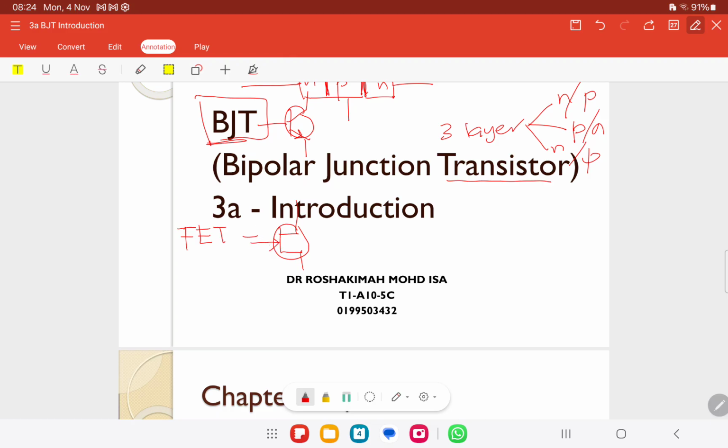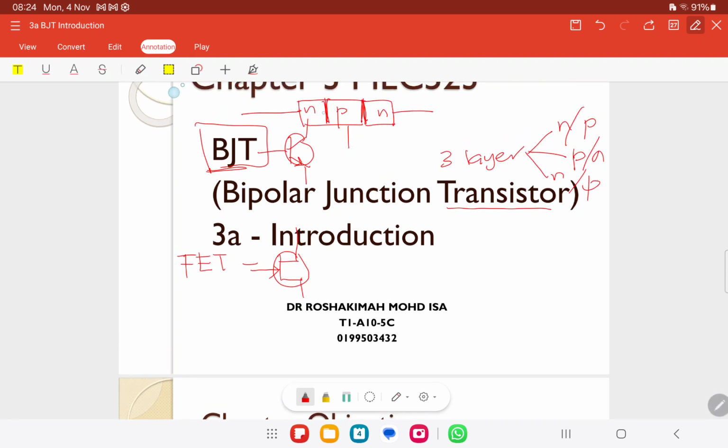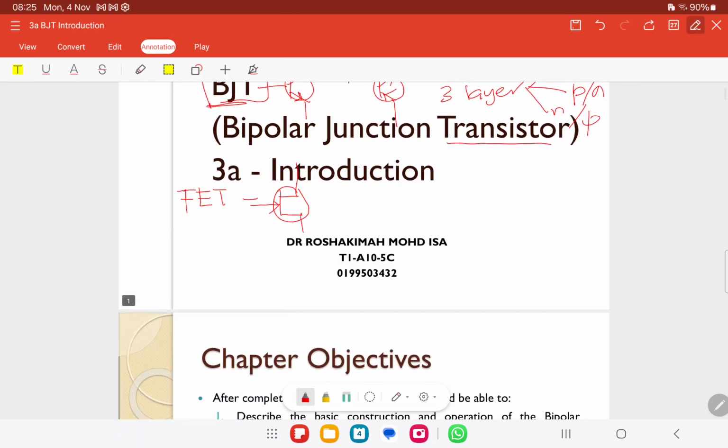Okay, the arrow indicate for the NPN ataupun PNP. Kalau NPN, arrow dia keluar. If PNP, arrow dia terbalik lah, masuk. Okay, ataupun arrow dia dekat belah atas, meaning that current yang masuk. Nanti kita tengok dekat setiap kaki dia. So for FET, simbol dia like this.